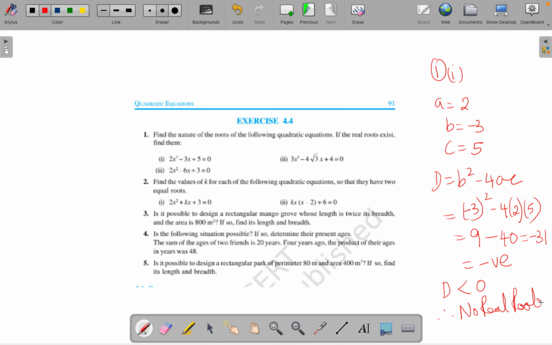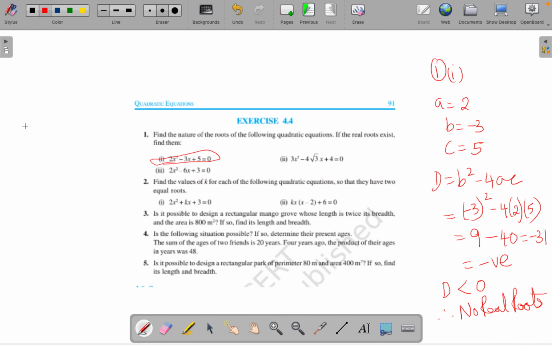And if there are no real roots, I told you this quadratic equation cannot be solved either by the factorization method, middle term splitting, or by the quadratic formula method, right children?